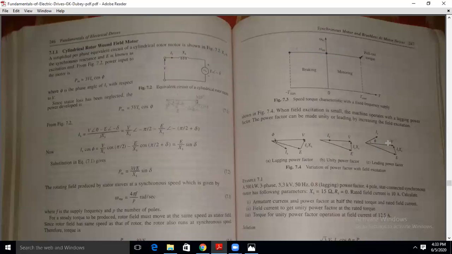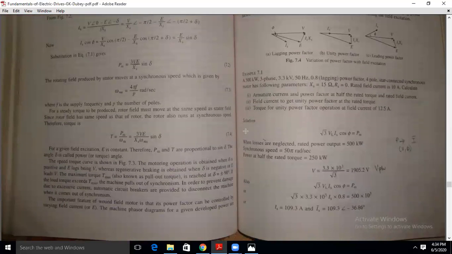And again, if I keep the excitation large, then again V, and this particular IS is leading, and this IS excess is the drop. And if I take this particular phasor E, now E will be high, and it is leading power factor operation. So this is about the operation of the particular motor with the different excitation levels.